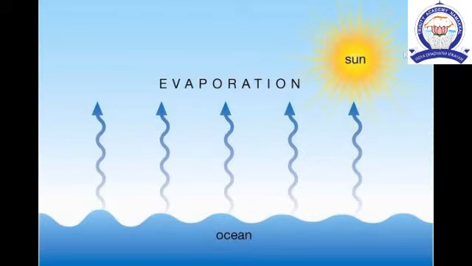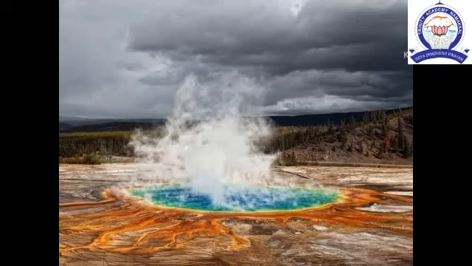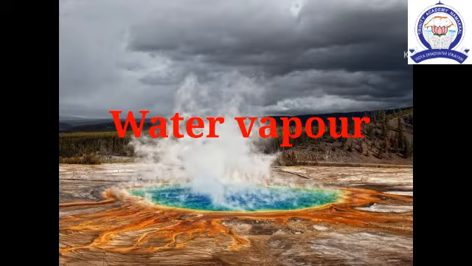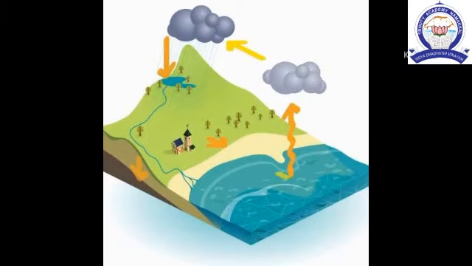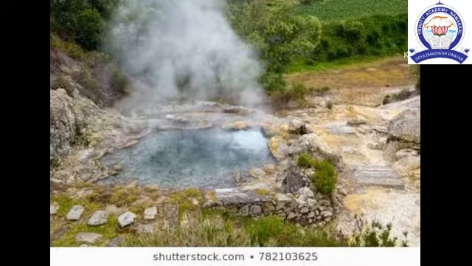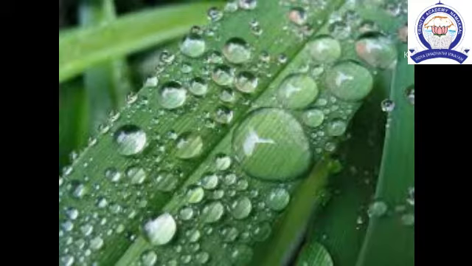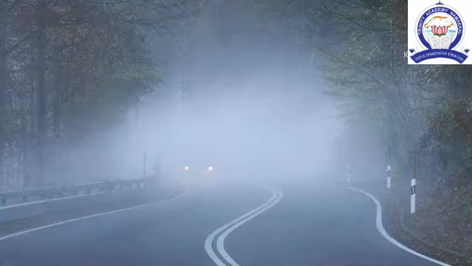Dear children, next topic is evaporation. The sun slowly heats the water on the surface of the earth to change it into water vapor. The process of changing of water into water vapor due to heating is called evaporation. Evaporation of water takes place at a faster rate. Water vapor goes up in the atmosphere and forms clouds. These clouds fall on the earth as rain. Water vapor also forms dew, frost, fog, and snow.